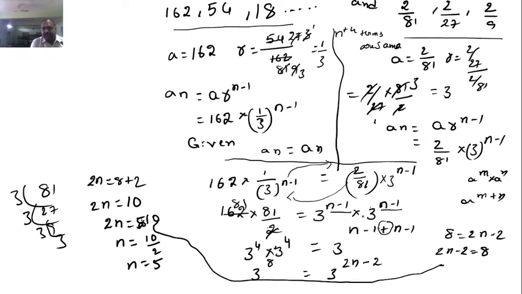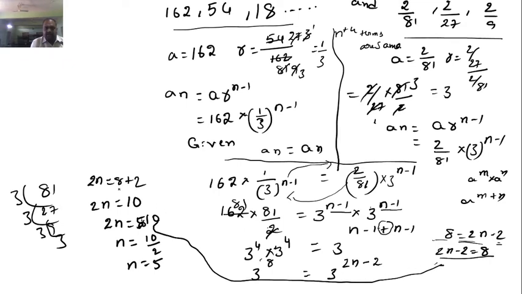3 power n minus 1 into 3 power n minus 1 is equal to 3 power n minus 1 plus n minus 1. Here n plus n is equal to 2n minus 2. This one is 3 power 4 into 3 power 4 is equal to 3 power 8. Yeah, the bases are same, powers must be equal. 8 is equal to 2n minus 2. 2n minus 2 is equal to 8.